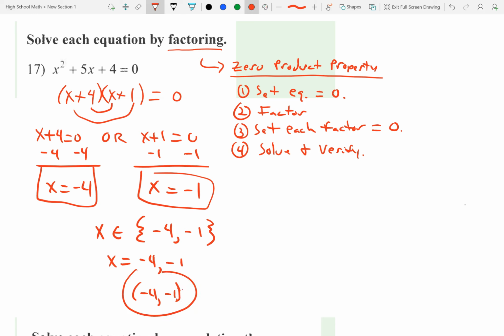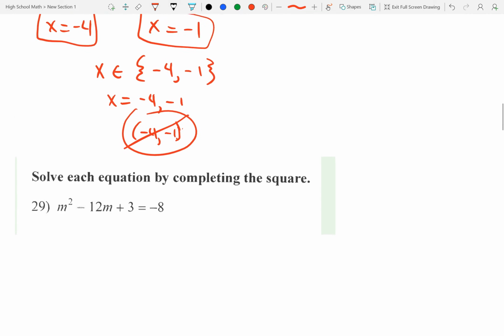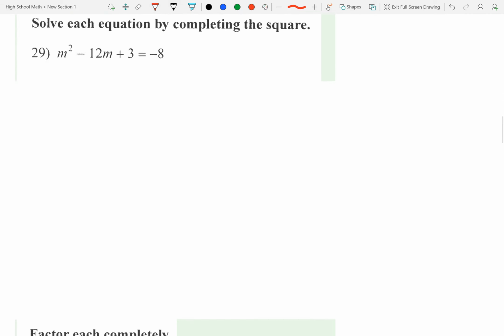Should not write it like that. It's an x and a y. These are two x values. We could take these two x values and substitute them into the original to verify. Next, solve each equation by completing the square.